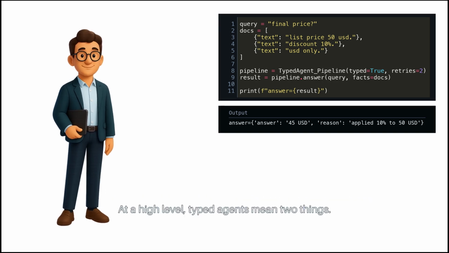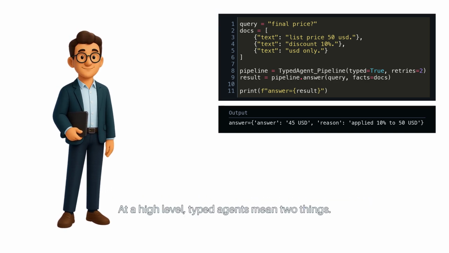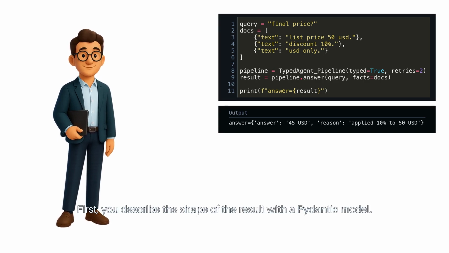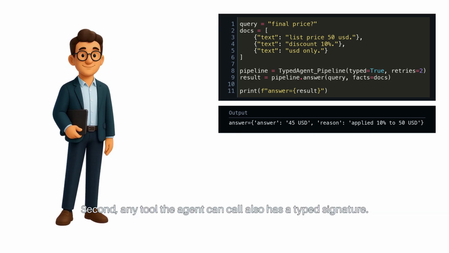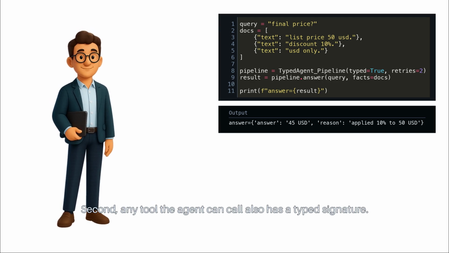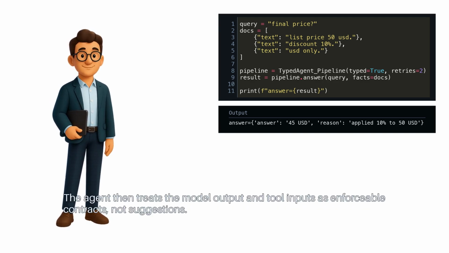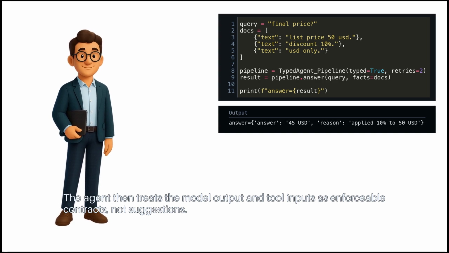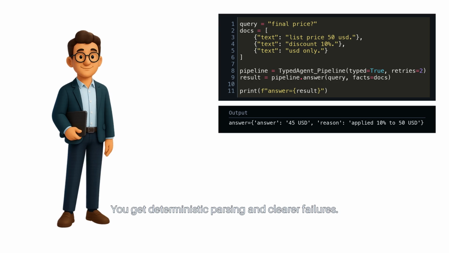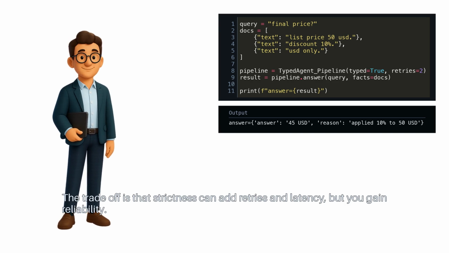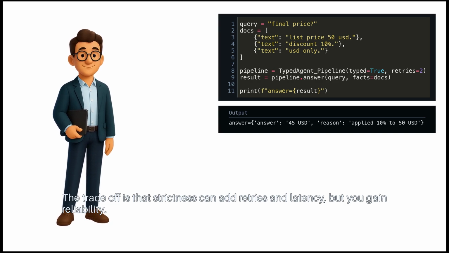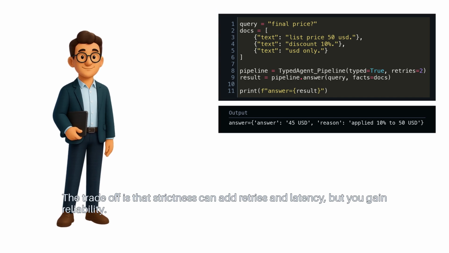At a high level, typed agents mean two things. First, you describe the shape of the result with a Pydantic model. Second, any tool the agent can call also has a typed signature. The agent then treats the model output and tool inputs as enforceable contracts, not suggestions. You get deterministic parsing and clearer failures. The trade-off is that strictness can add retries and latency, but you gain reliability.